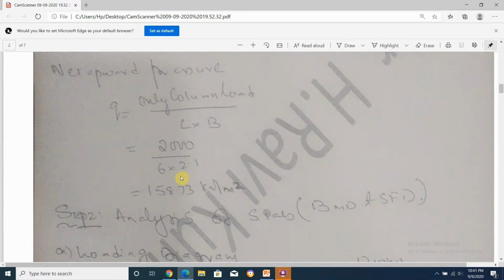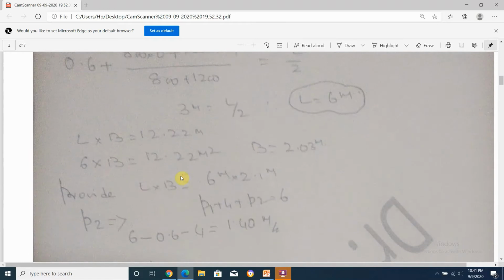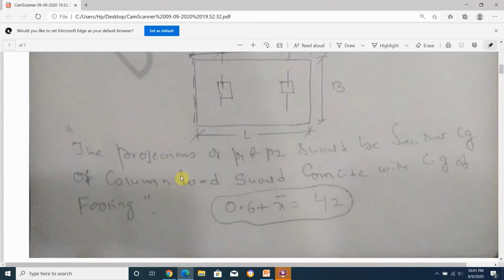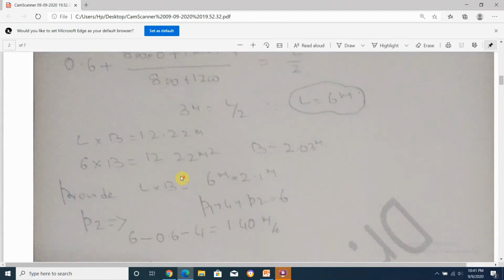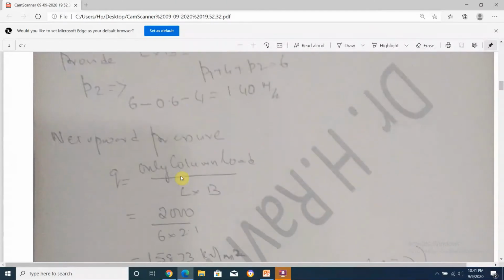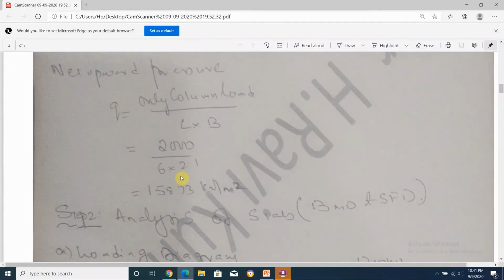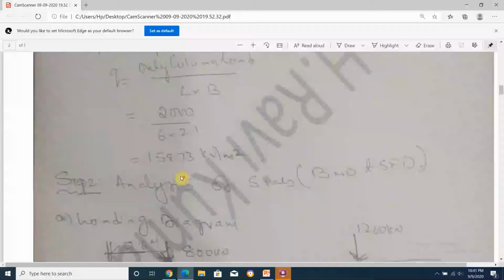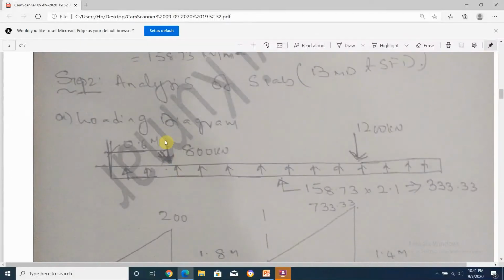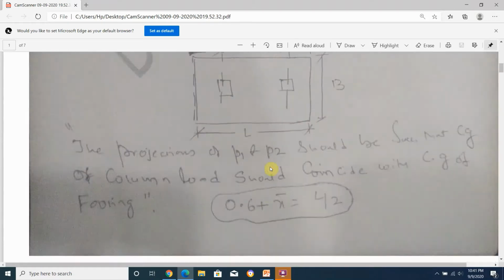So this is what in the first step you will get: the dimensions of the footing, the proportions of the footing, and later the upward pressure in the problem. After this, step number 2 is structural analysis, where you have to calculate the bending moment diagram and shear force diagram. Hence, I had two column loads, 800 and 1200. This is the upward pressure, 158.73.